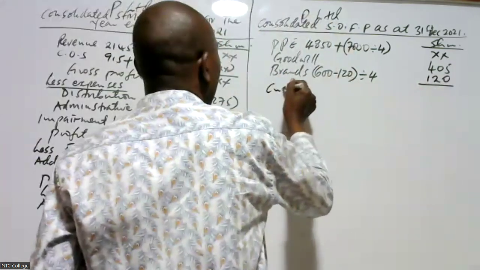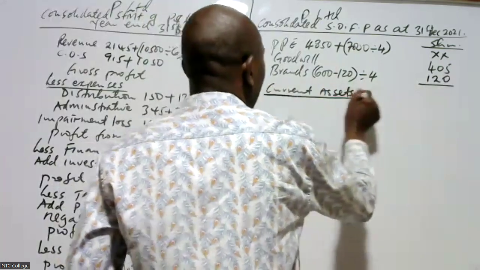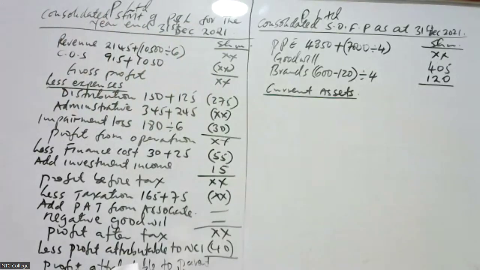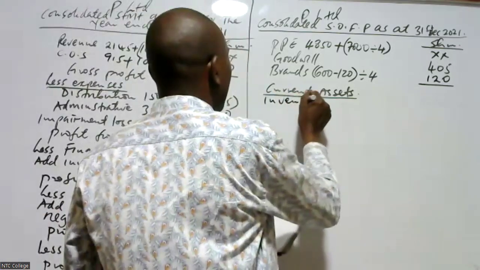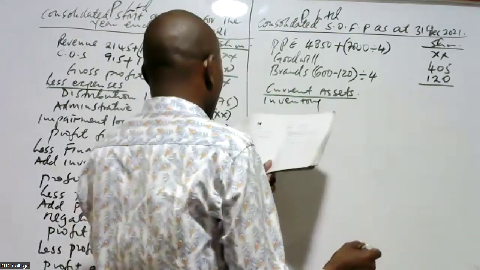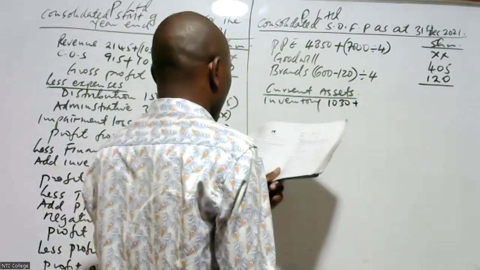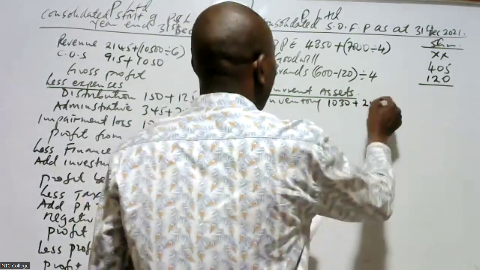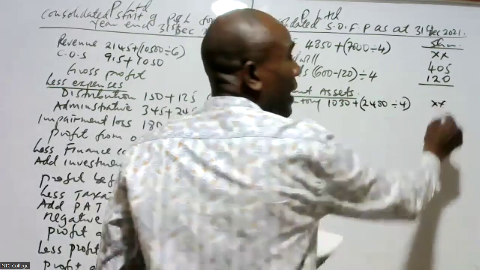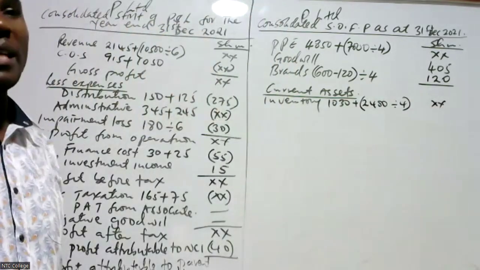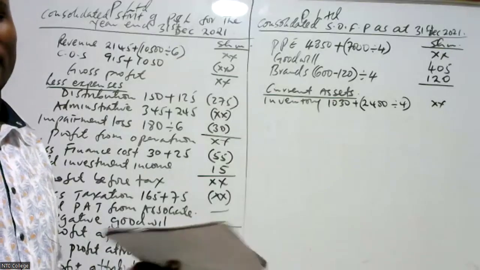I come to current assets. I'm having inventory. Inventory, I'm taking 1030 plus 2400 divided by 4, the closing rate. Is there any UPS? Of course, there is no UPS. But if there were UPS, you subtract, I believe you know that.